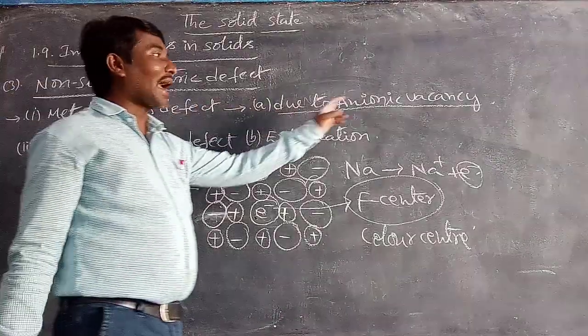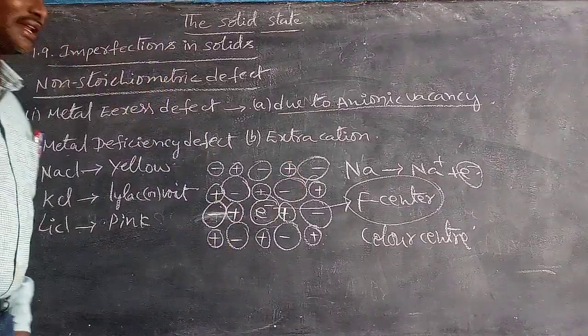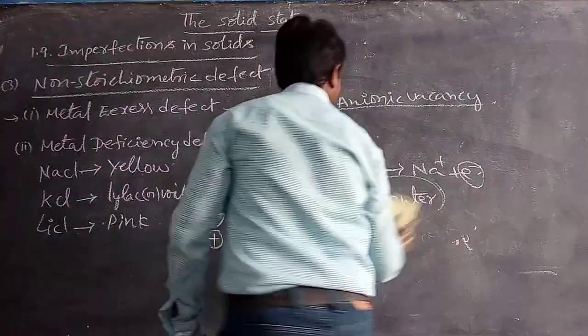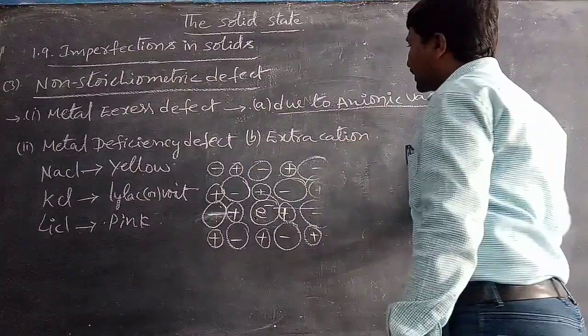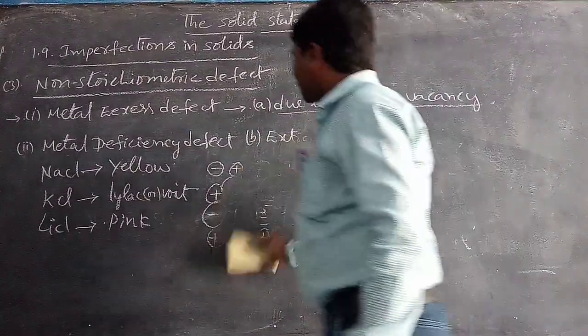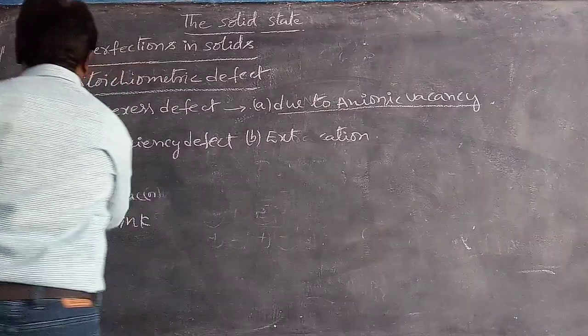This was the metal excess defect due to anionic vacancy. Then another one is due to the presence of extra cation.